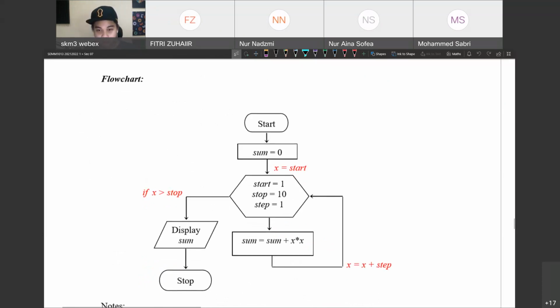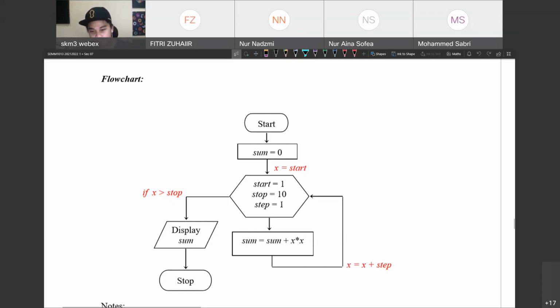Okay. So start the process, we need to initialize. That means we need this formula. Our main formula is sum. Sum equal to 0. We need to initialize, we need to give the initial value equal to 0. This is our starting point. So start with x, start 1, that means x equal to 1. And then when x equals 10, it will stop the process. Increment of x equal to 1.